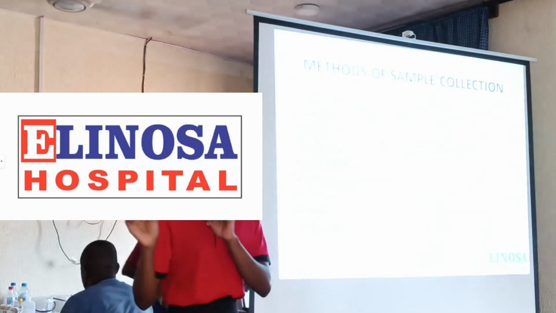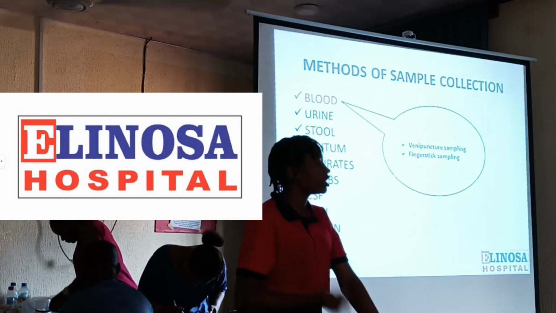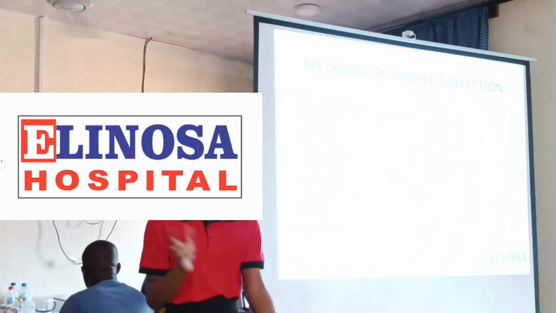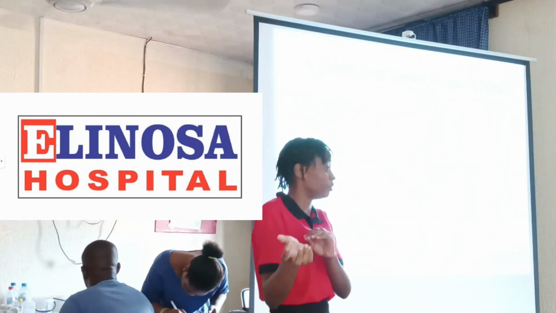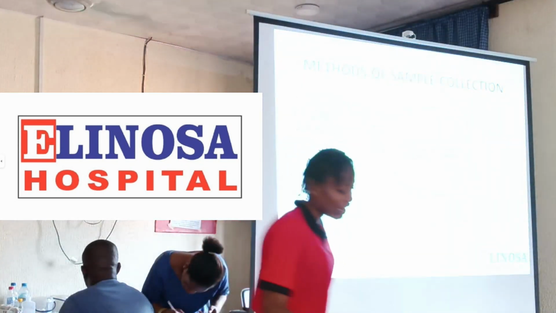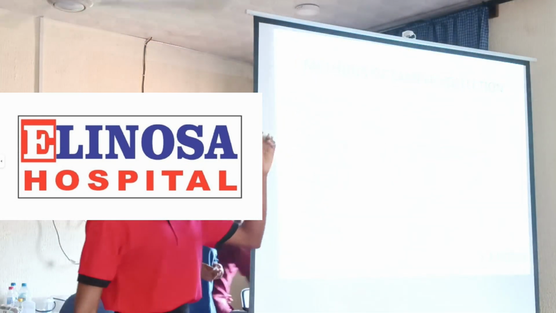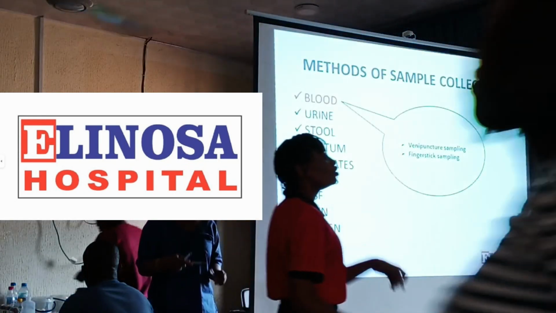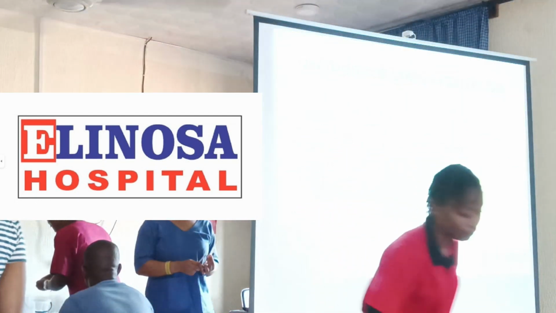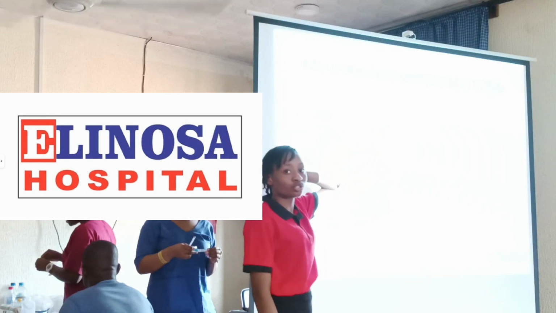After you are done collecting the blood, you loosen the tourniquet and place your dry swab, and ask the patient to open the hand, after the patient must have made a fist before you collect the blood. Then you transfer it into your sample bottle, depending on the test to be carried out. You get them? Okay, that is all for venipuncture sampling.